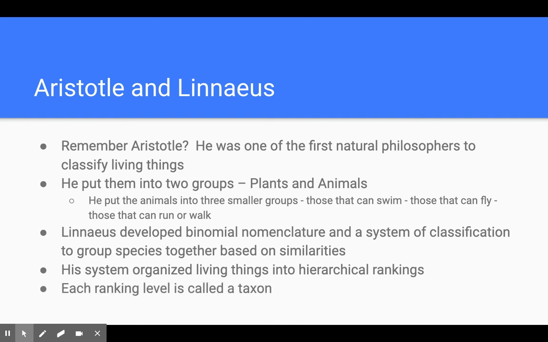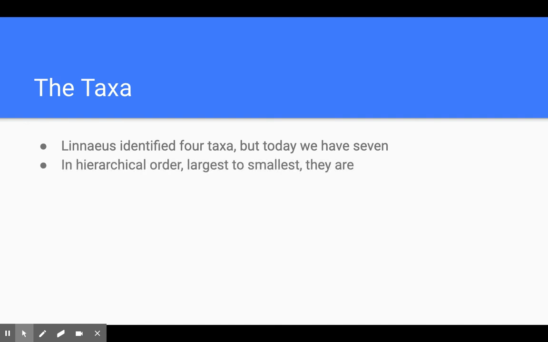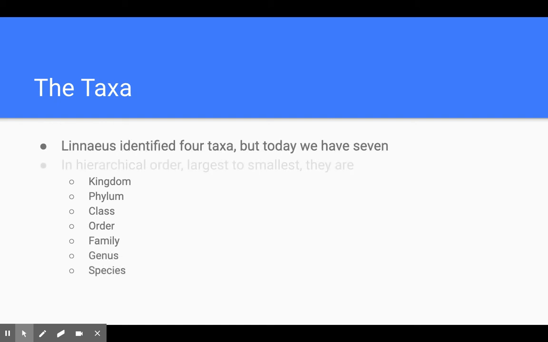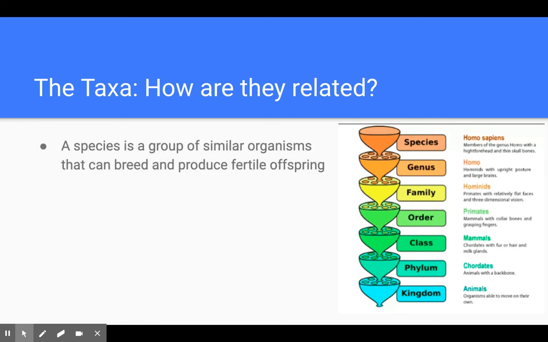Each ranking level is called a taxon. A taxon is a group into which organisms are classified. So the taxa. Linnaeus identified 4 taxa, but today we have 7. In hierarchical order from largest to smallest, they are kingdom, phylum, class, order, family, genus, and species, with species being the most specific, smallest taxa. So let's talk about this. How are the taxa related to each other?